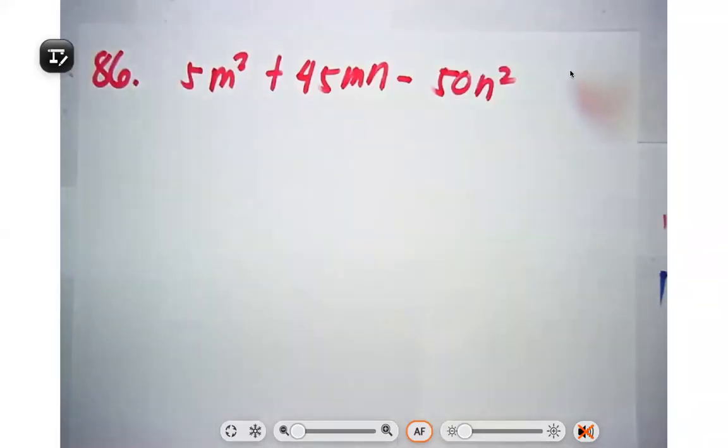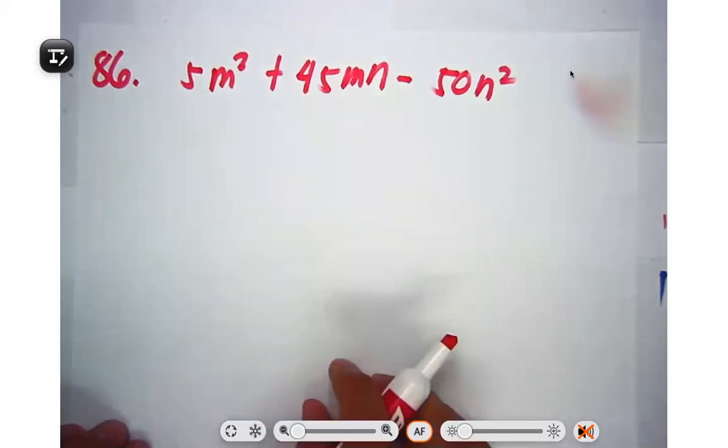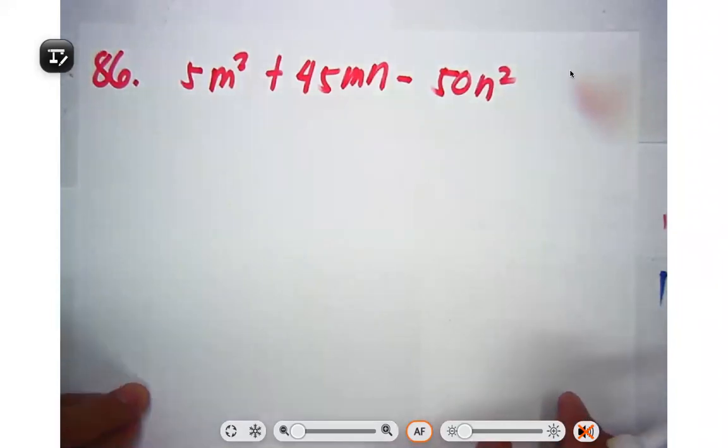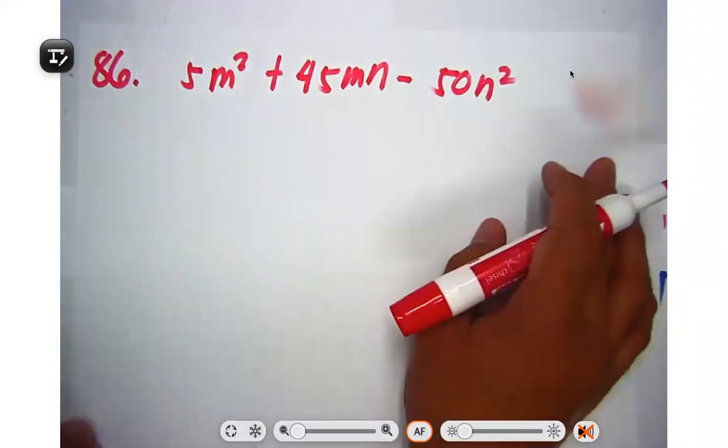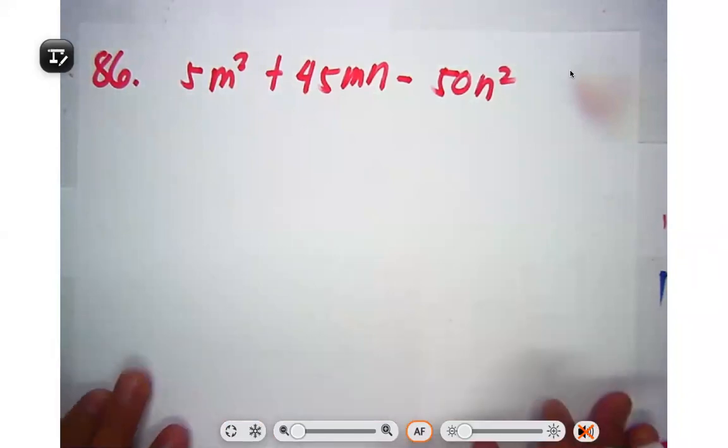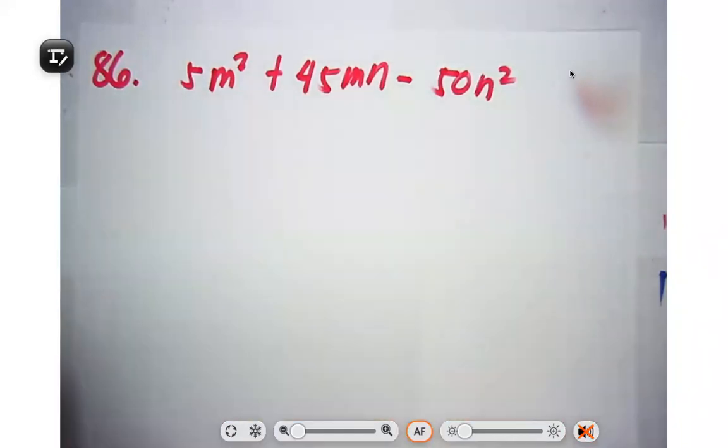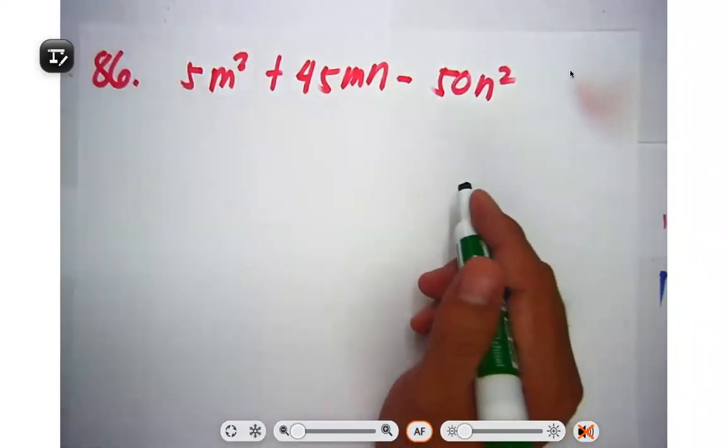Here's number 86. You have 5m squared plus 45mn minus 50n squared. Okay. You cannot factor this immediately using the product and sum, using your C and B. But let's look at the GCF we have. We have a GCF here. Let's try factoring each term.